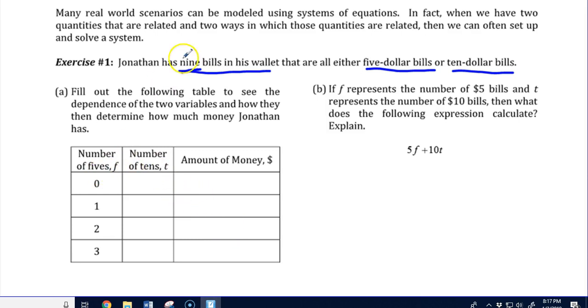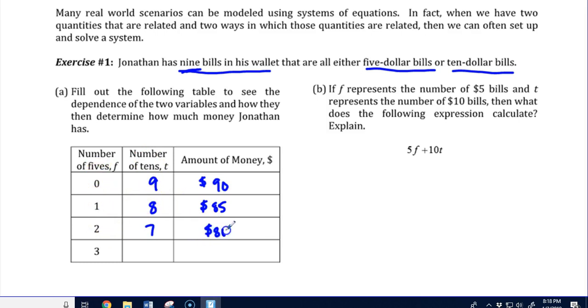All right, so he had 9 bills. So if he had no 5s, he must have had all 10s, right? There must have been 9, and therefore it's $90. Does that make sense? And if he had 1 5, 9 bills altogether, he must have had 8 10s. So 8 times 10 plus 1 times 5, $85. If he had 2 5s, that would leave 7 10s. That's $70 plus 2 for the 5s. That's another 10, so $80.